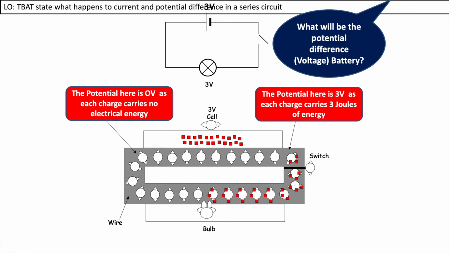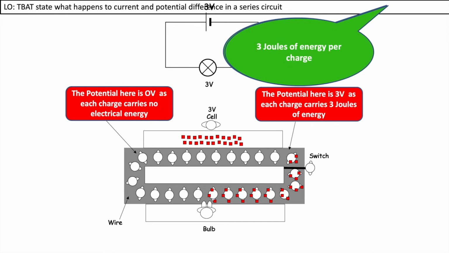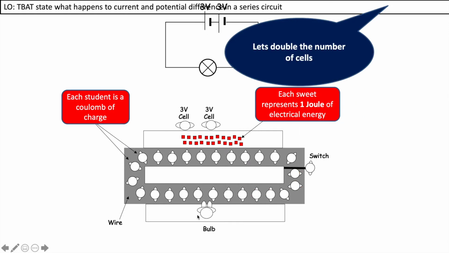So you can see the potential difference across the battery. If this end is 0 and this end is 3, the difference is 3 volts. So how much electrical energy must the bulb gain? It's the only component in the circuit. Well, it must also gain 3 joules per coulomb because it's not having to share that energy with any other component. So let's now double the number of cells.